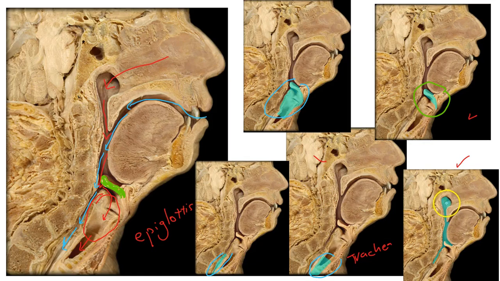These three regions: nasopharynx, back to the nose, oropharynx, behind the oral cavity, and laryngopharynx, posterior to the larynx.